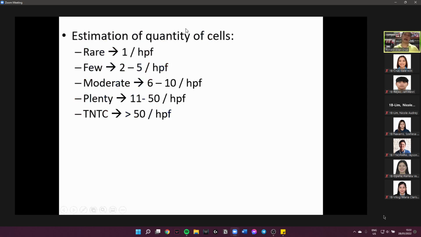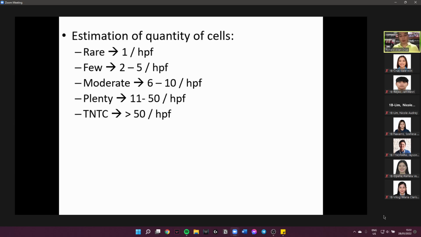Quantitatively, this is what they mean. If you count, let's say, one cell or one cast per high power field, that's reported as rare. 2 to 5 is few, moderate is 6 to 10, plenty is 11 to 50, and greater than 50 is TNTC, or too numerous to count.